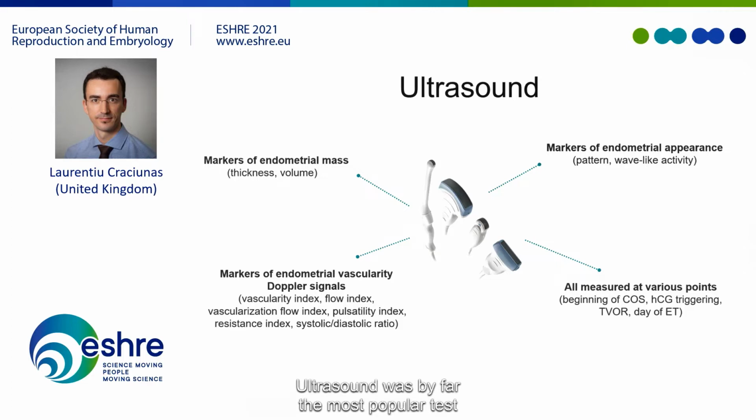Ultrasound was by far the most popular test used to measure a variety of markers of endometrial receptivity. They can be split into markers of mass, such as endometrial thickness and volume, markers of vascularity, represented by various Doppler indexes, and markers of appearances, such as triple line pattern and wave-like activity. These markers were measured at various points throughout the IVF treatment, including before and during controlled ovarian stimulation, on the day of HCG triggering, on the day of oocyte collection, and on the day of the embryo transfer.